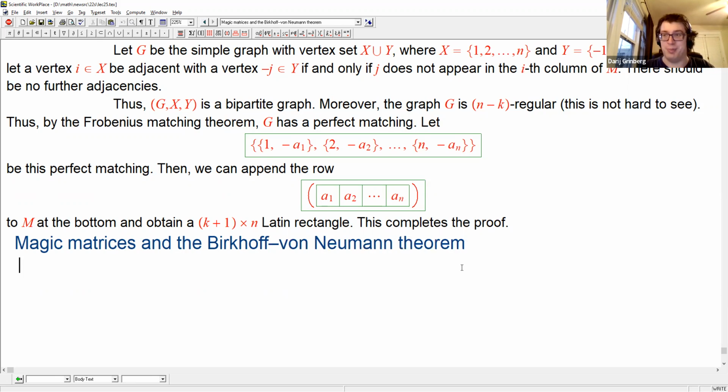Von Neumann theorem. I keep making this mistake.